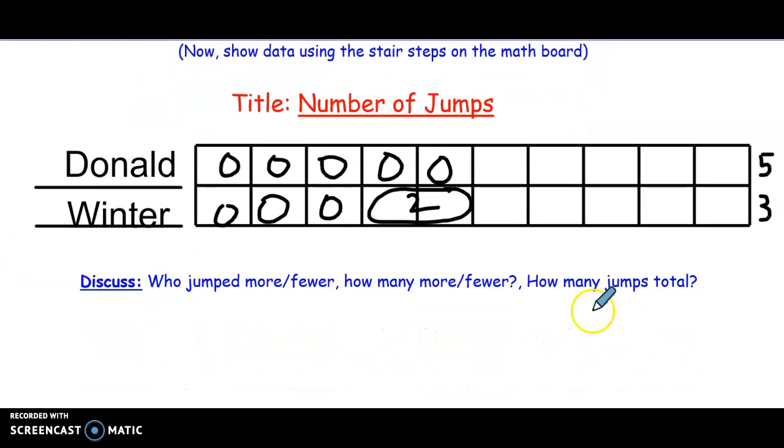Okay, we also want to see how many jumps total between the two of them. How could we figure that out? You're right, we would add Donald's jumps, which was 5, plus Winter's jumps, that was 3, equals how many jumps altogether? You're right, it's 8. Very good.